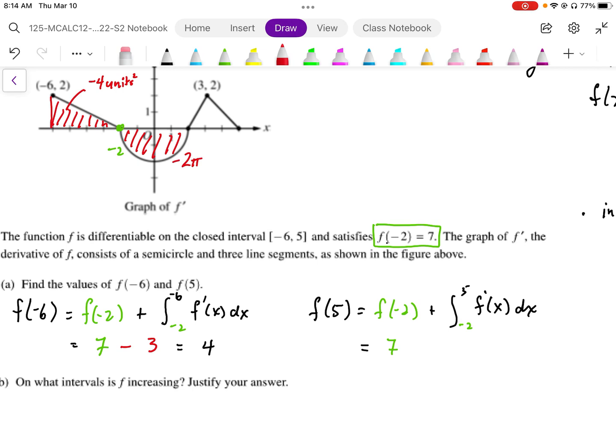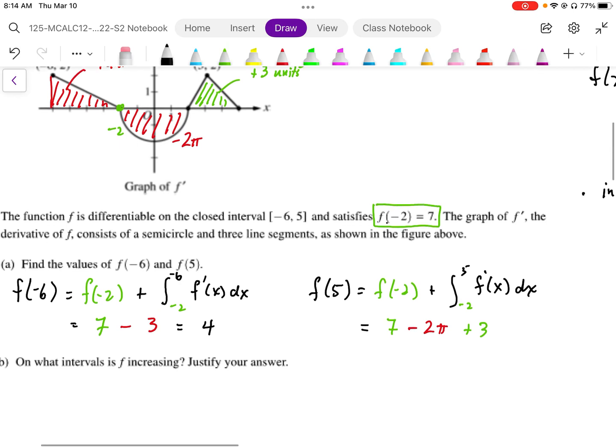From 2 to 5, that area is above the curve, so it's going to be 3 times 2 divided by 2. So this area here works out to be +3 units squared, since it's above the curve. So we're just going to sum that all up. So it's going to be -2 pi plus 3, and that gives us the y value is going to be equal to 10 minus 2 pi.